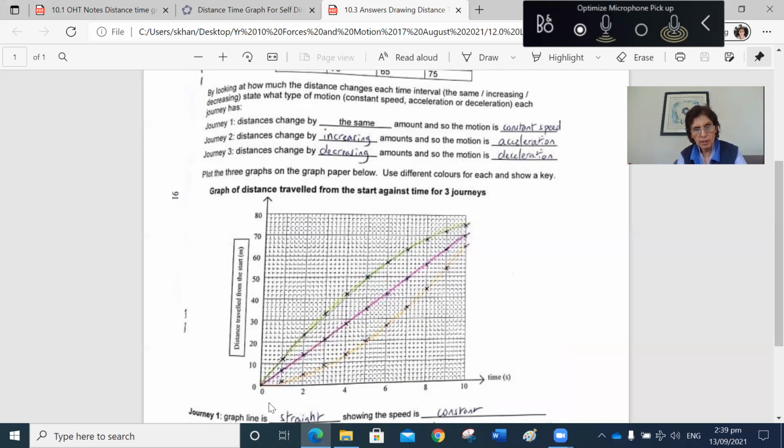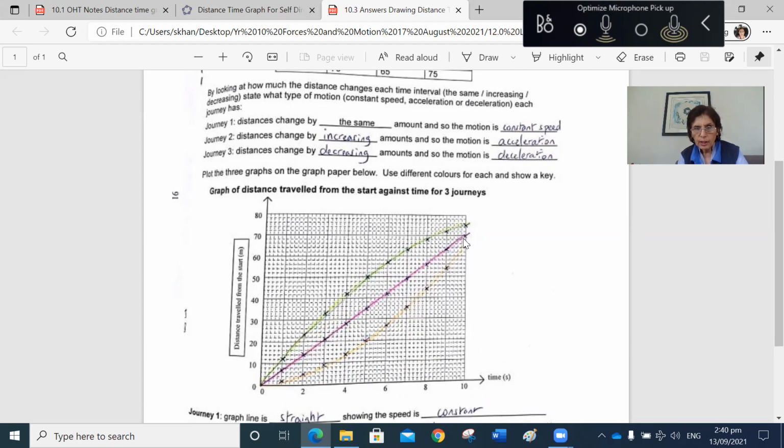In a distance time graph, if the graph is a straight line, that means the car was traveling at a constant speed. And how do we find the speed from this graph? We find the gradient. And what is the gradient? Gradient is rise over run. So that's the rise and that's the run.